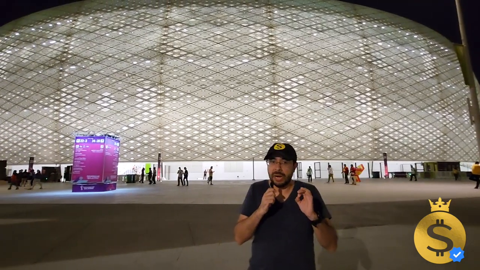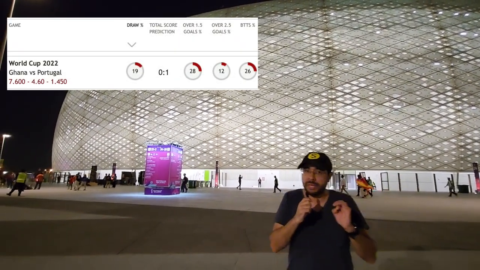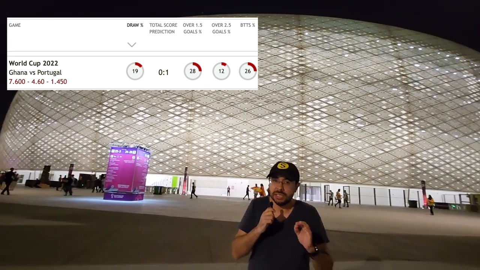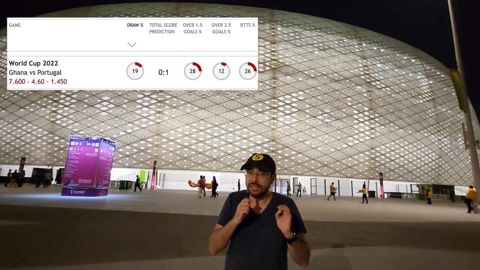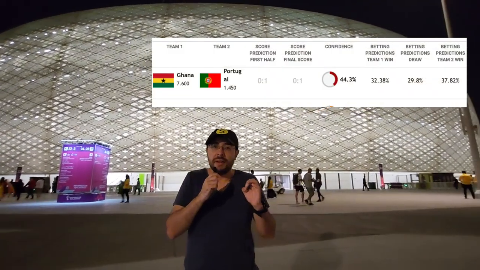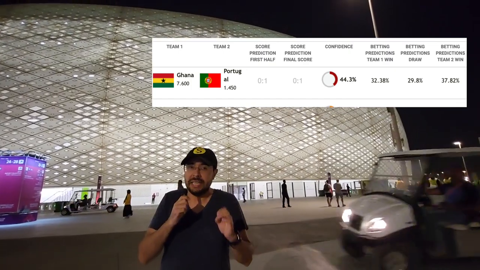So let's go with the algorithm. Our algorithm is showing that Portugal maybe will win 1-0, and also our Soccer Buddy is showing us that it could be an under game, under 2.5 goals, and our total oscillator is also showing a trend that Portugal maybe scores only a few goals. Also, we have the under on that team.